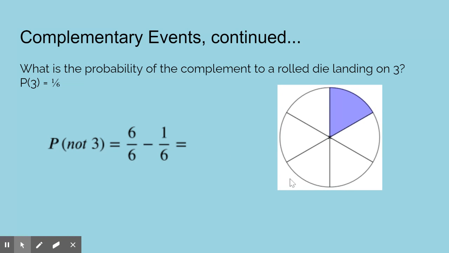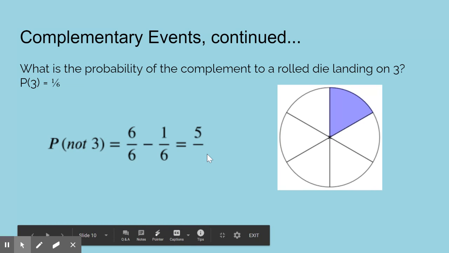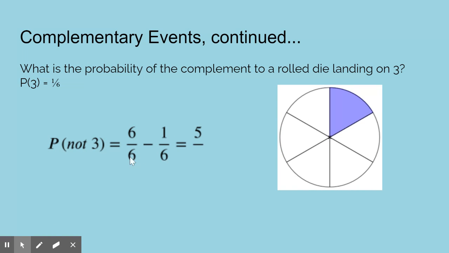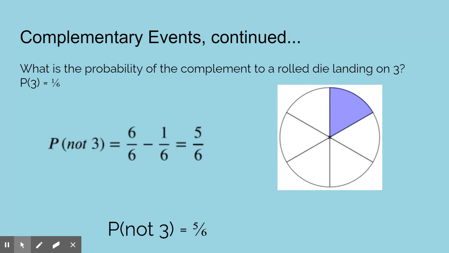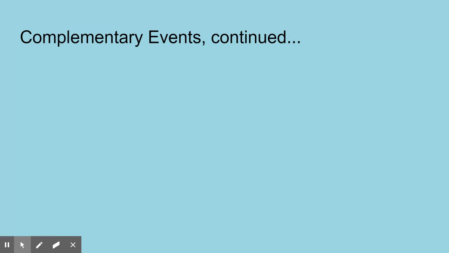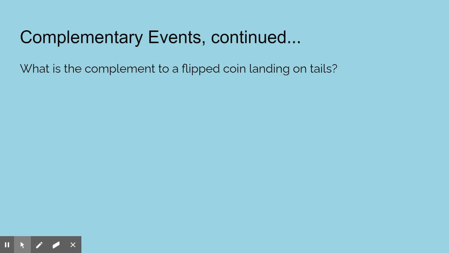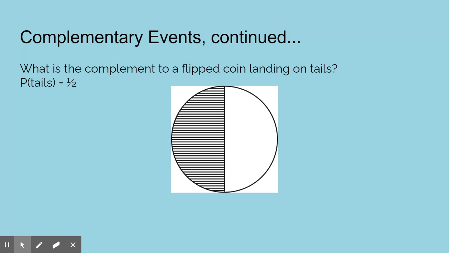That's going to give me the probability that it's not 3, which is 5. 6 subtract 1 is 5. Our denominators are the same. They'll always be the same, over 6. So the probability that it's not 3 is 5 over 6. Now we want to look at what is the complement to a flipped coin landing on tails. So we know the probability of tails is 1 over 2. We're going to do the exact same thing. In this case, the probability that it's not tails is also 1 out of 2. 1 subtract 1 over 2 is 1 over 2.